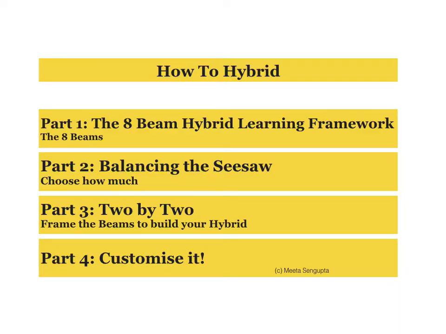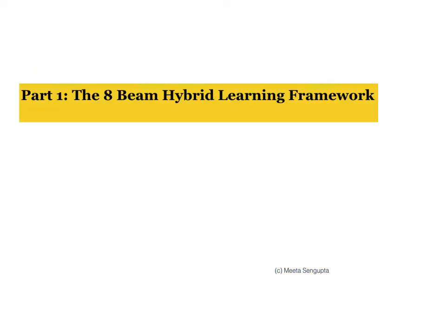Part one of this is basically showing you the frame, showing you the 8 questions, right? That's the 8 beam hybrid learning framework. We love names. We need names so that you can quote it later on and use it in your workplace, in your school, your university. This is the 8 beam hybrid learning framework. Part two is balancing the seesaw. Part three is 2 by 2, where we apply it and we say, okay, this is how we're going to figure out how we're going to use it. And part four is customizing it.